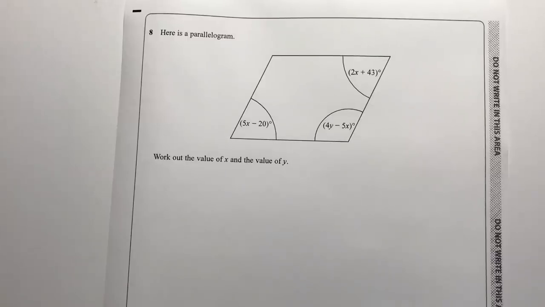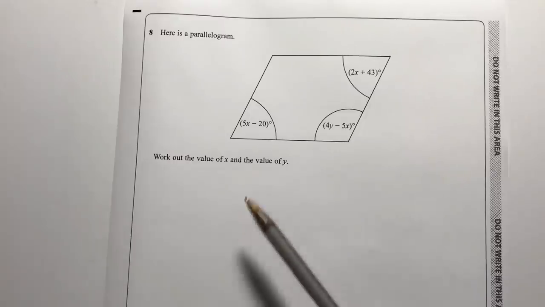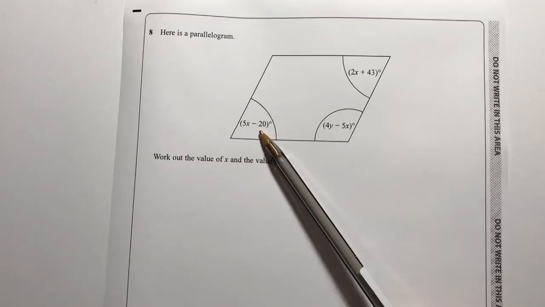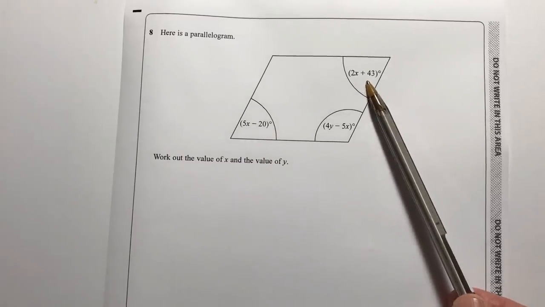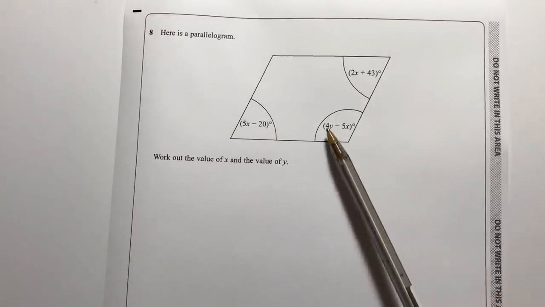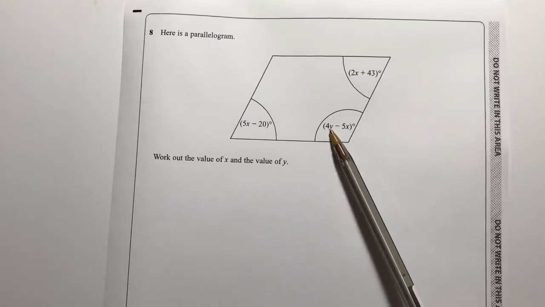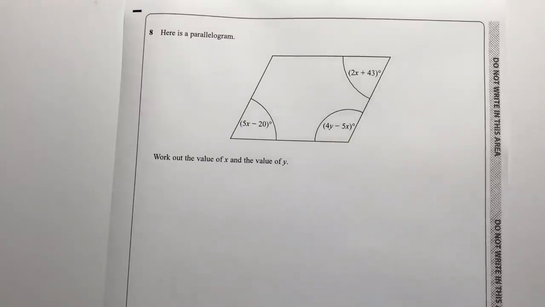Okay, so here is a parallelogram. Work out the value of x and the value of y. Well, in a parallelogram, opposite angles are equal to each other. So just be a little bit careful about this, that what we're saying is 5x minus 20 equals 2x plus 43. Just be careful because you've got an unknown in there, so don't involve this particular angle for the moment. So let's work that out.